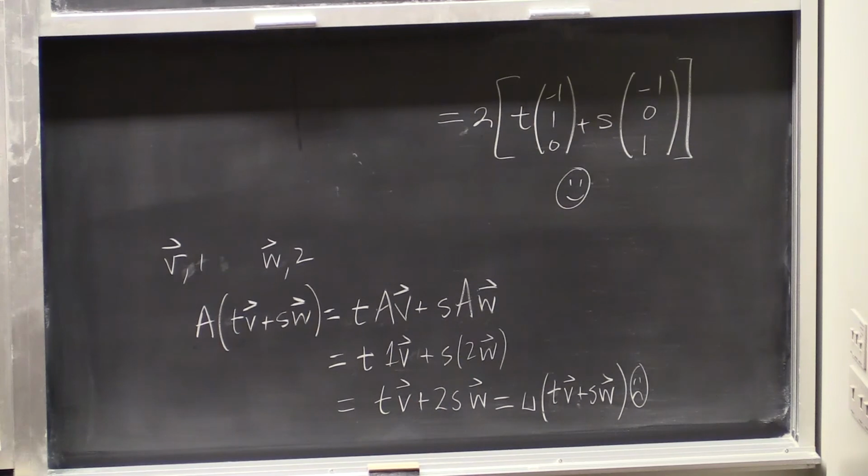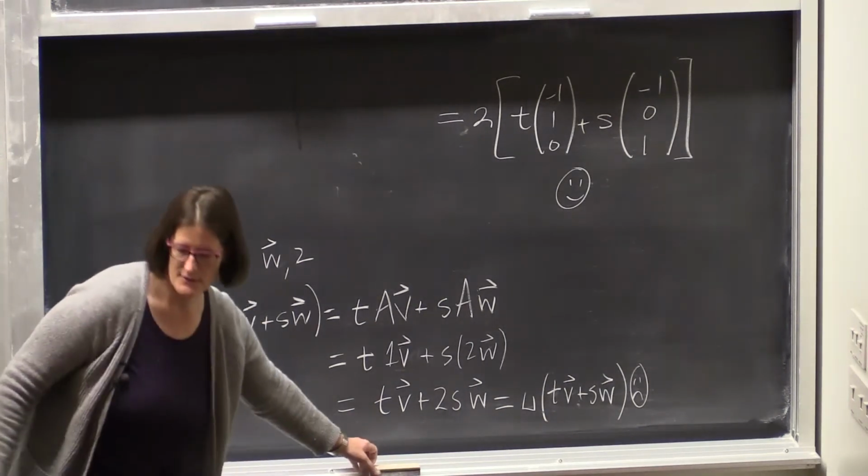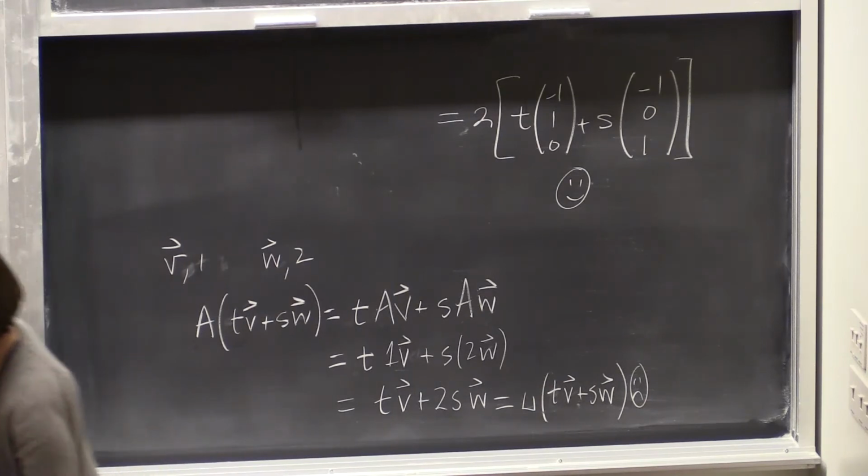So a linear combination of eigenvectors is another eigenvector if the eigenvectors you're blending have the same eigenvalue. If you blend eigenvectors with different eigenvalues, you're not going to get another eigenvector. You're just going to get a vector.